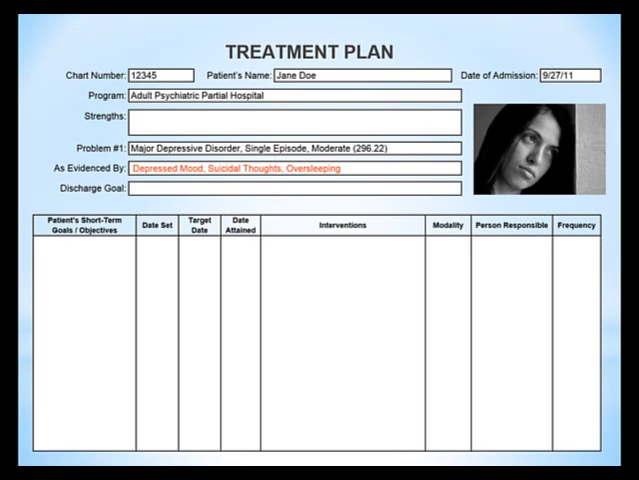As you can see, we put the symptoms in the as evidenced by section. As I said before, save time at intake by putting this information on both the assessment and the treatment plan form at the same time. If you're not the one completing the assessment, look for this information on the assessment. It's usually in the diagnostic summary at the end or the mental status assessment section.